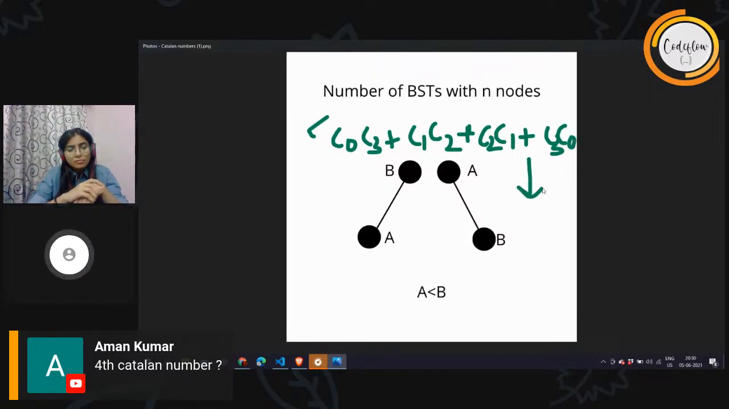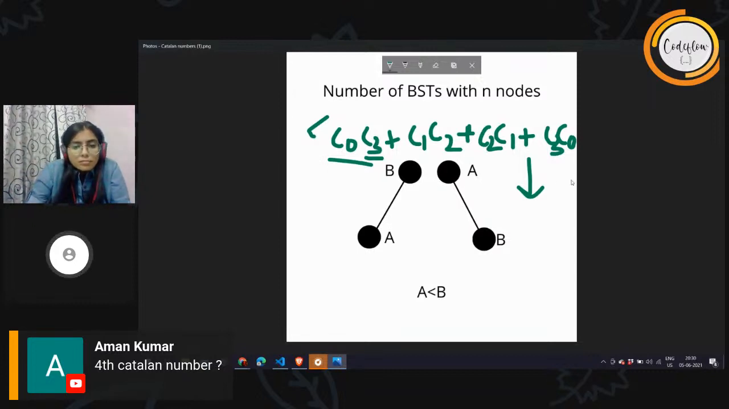What will be the answer of this? Since you know C0 is 1, this C3 is 5, so this will give me 5. Then I have C1, C2, that will give me 2, this will also give me 2, 9, and 9 plus 5, 14. So the answer should be 14, right? Makes sense.